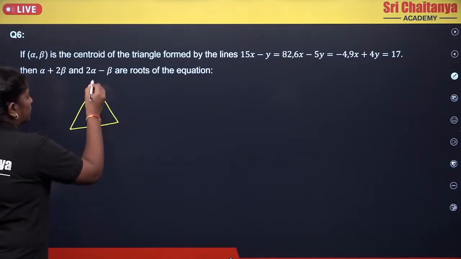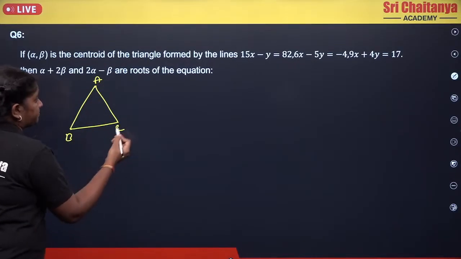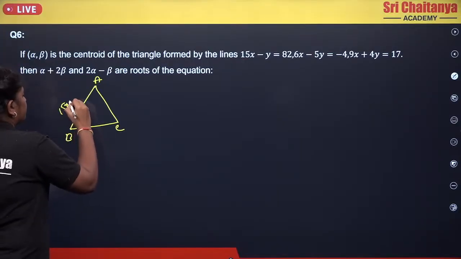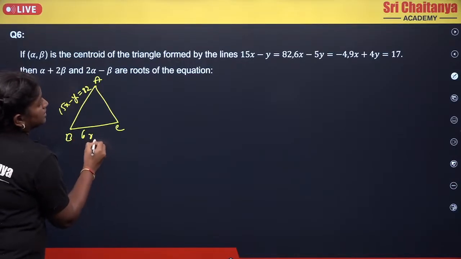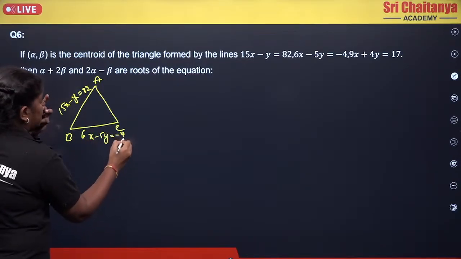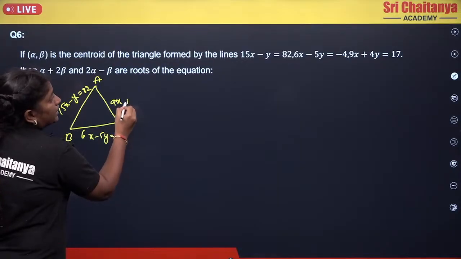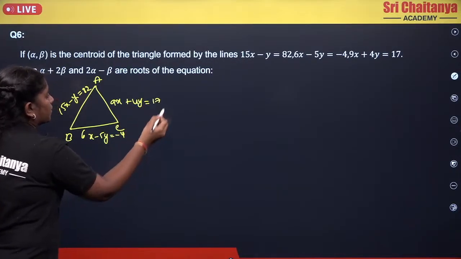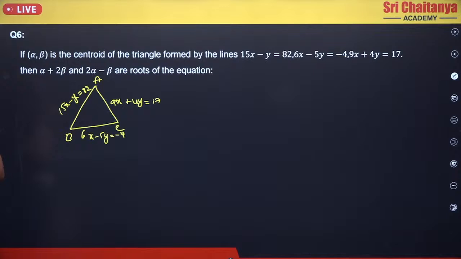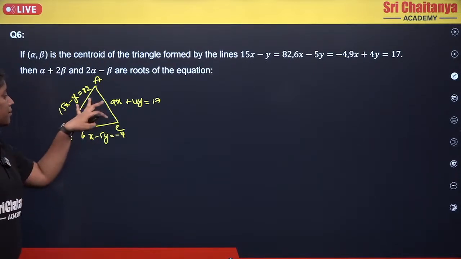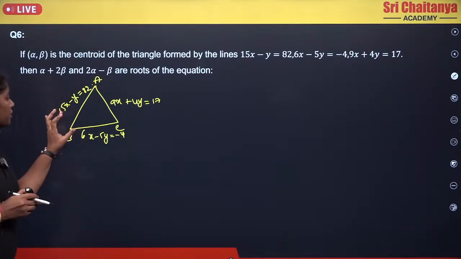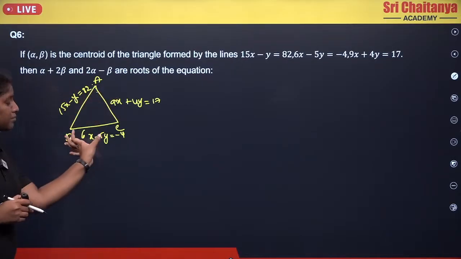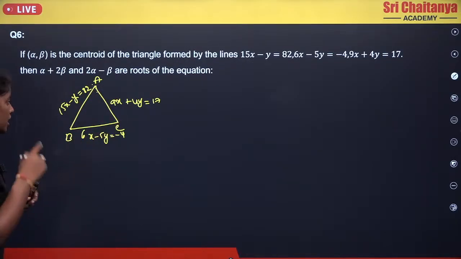So coming to here, we are taking the triangle ABC with 15x minus y equals 82, next 6x minus 5y equals minus 4, and 9x plus 4y equals 17. Now if you observe clearly, if you solve your AB and AC, you will get your point A, I mean vertex A. If you solve your AB and BC, you will get the vertex B. And in the same way, if you solve AC and BC, you will get the point C. Now let's solve them.